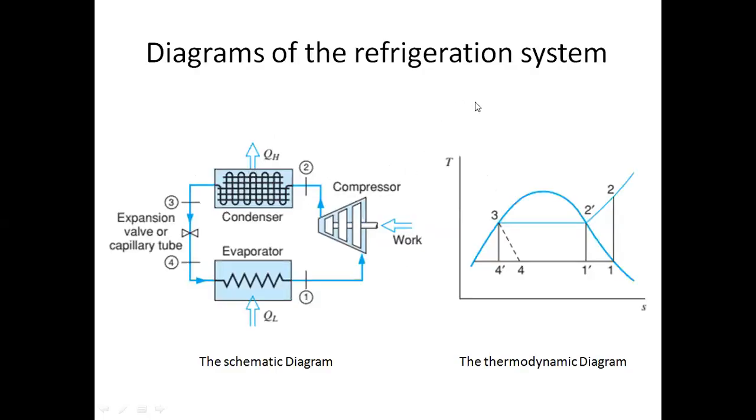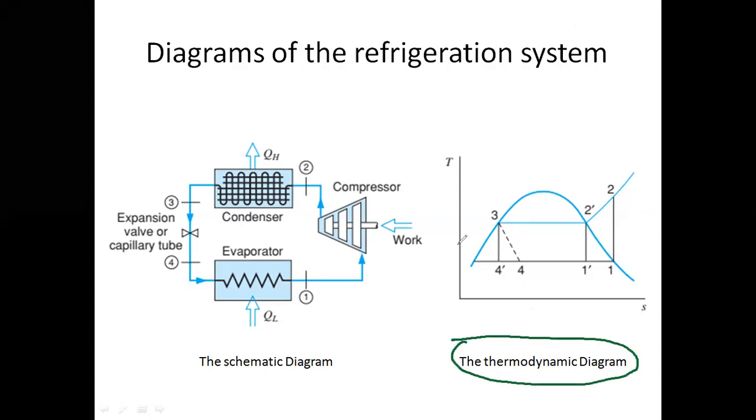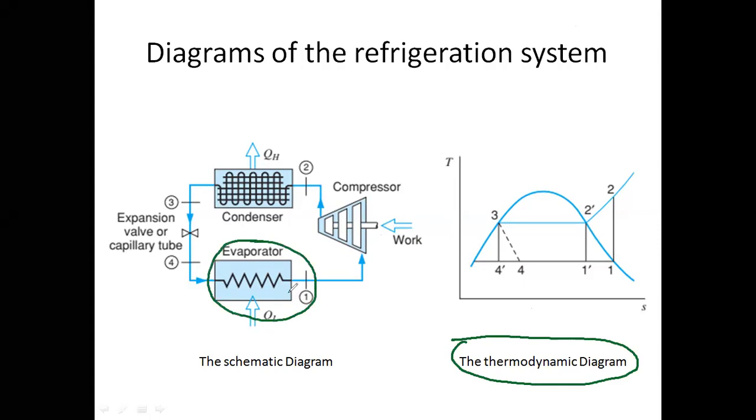Now, this is the schematic diagram of the refrigeration system. The left hand side is the schematic diagram of the refrigeration system, and the right hand diagram is the thermodynamic diagram. Here we have drawn the TS diagram. Now in the refrigeration system, as we know, there are four components: the evaporator, where the heat is absorbed from the refrigerated space or the cold space. That is the most important part.